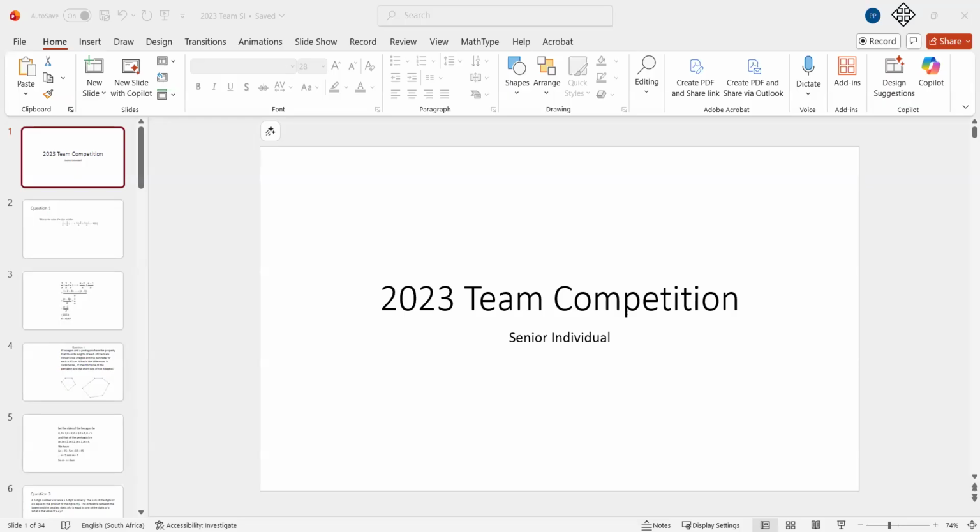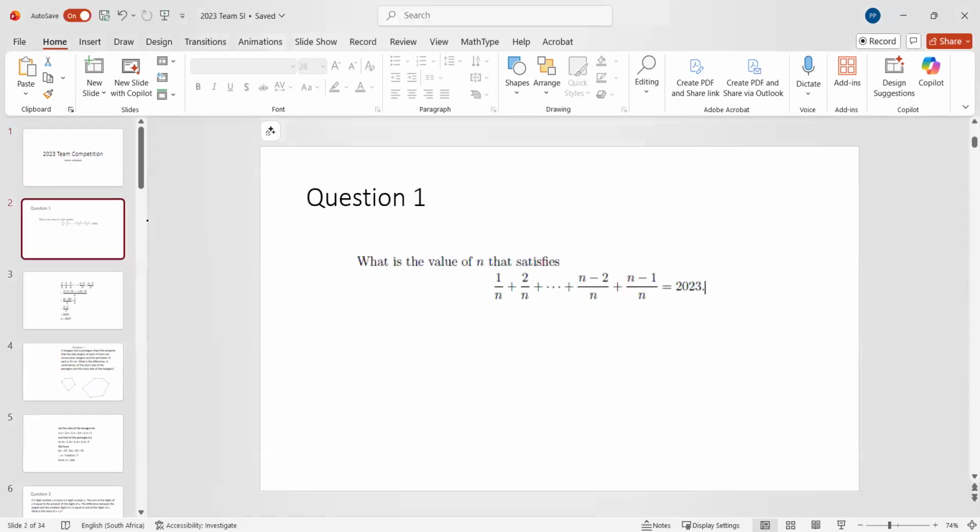Today, we are going to do the senior individual paper, which was conducted in 2023. The 3 years that I mentioned were 2023, 2024, and 2025. And this is the first of the senior individual papers that we shall be discussing. So with those few words, we go straight to the paper at hand. As you can see, it's the 2023 team competition senior individual. Okay, so let's go to question 1.